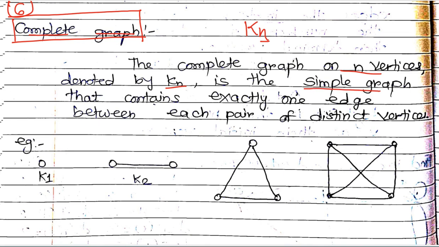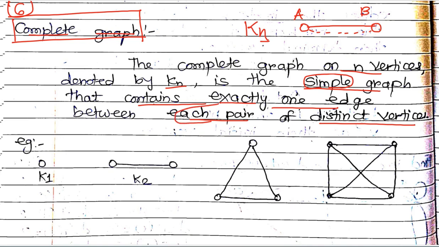This is a simple graph that contains exactly one edge between each pair of distinct vertices. And one more point is that it is a simple graph. Simple graph means you will find only one edge between two distinct vertices. Suppose there are two vertices A and B, so there should be only one single edge between A and B, and not any other edge. Otherwise it will be called a multigraph. But in a simple graph, only one edge is present. So exactly one edge between each pair of distinct vertices.